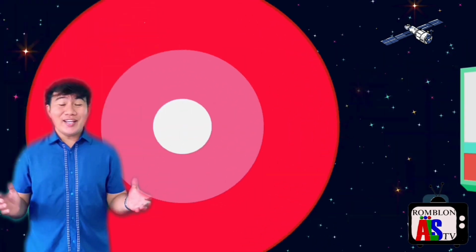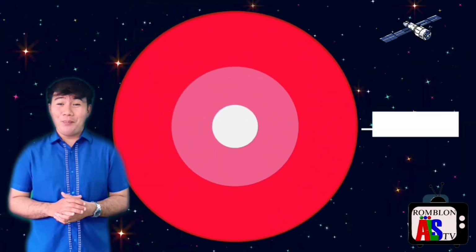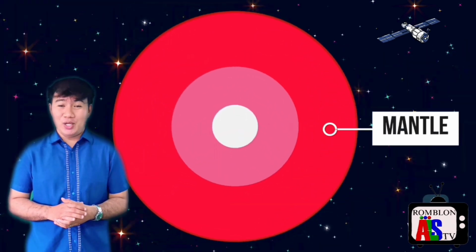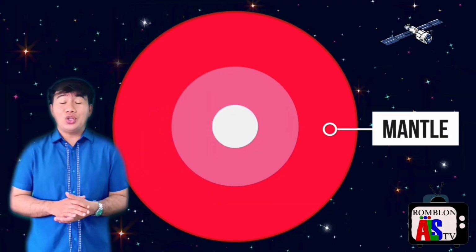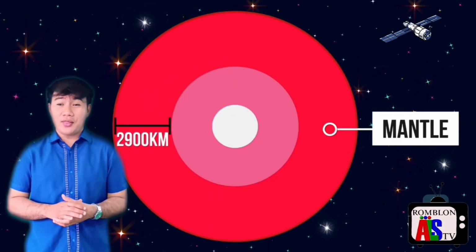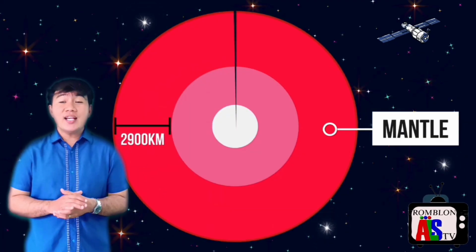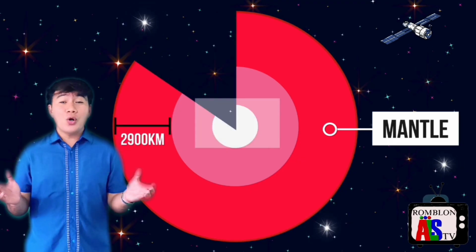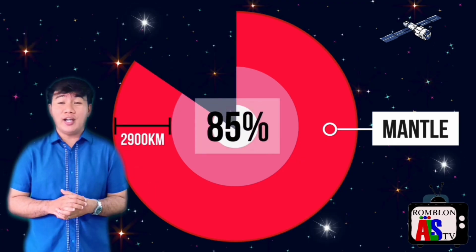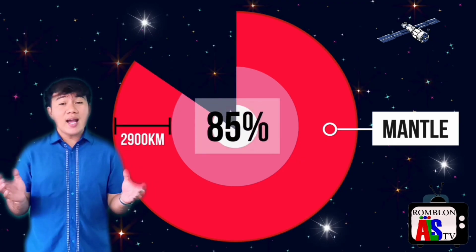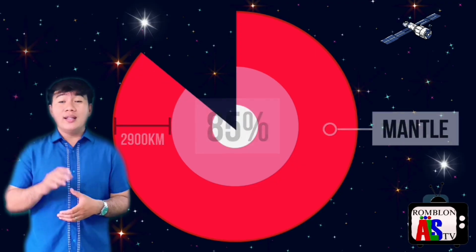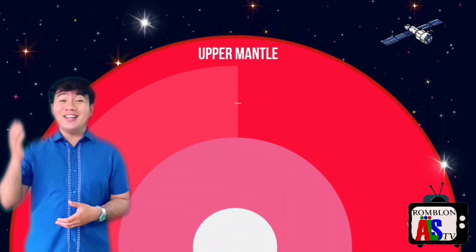The next layer is the mantle, mainly composed of silicon rock and minerals. The mantle is about 2,900 kilometers thick, which makes it the thickest layer of the Earth, also making up 85% of the Earth's total weight. This again can be split into two distinctive layers, the upper and the lower mantle.